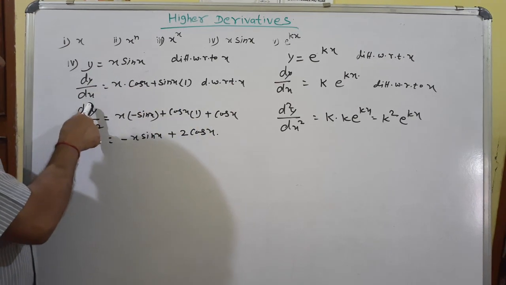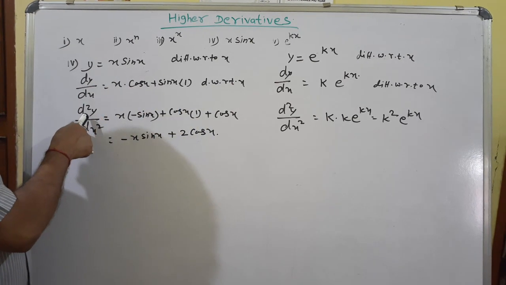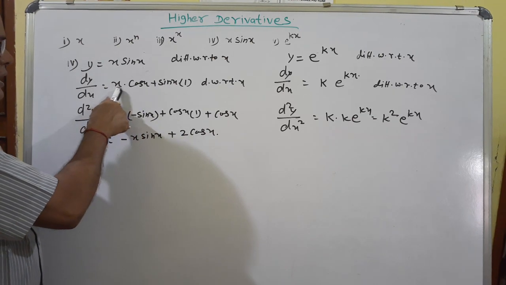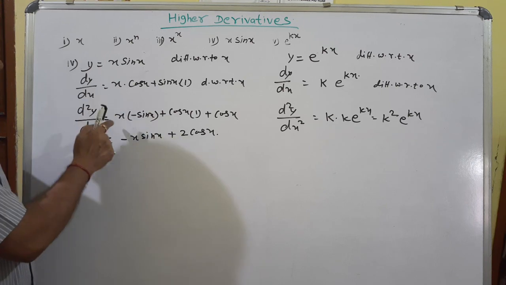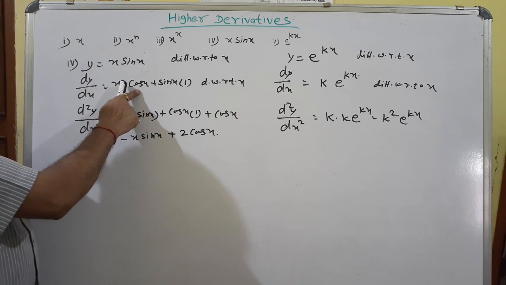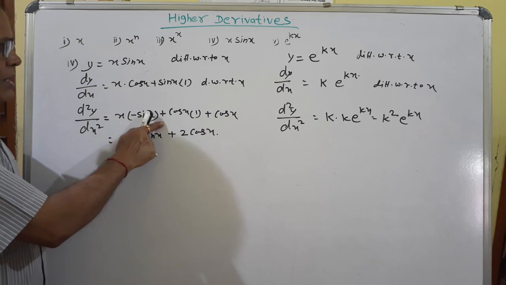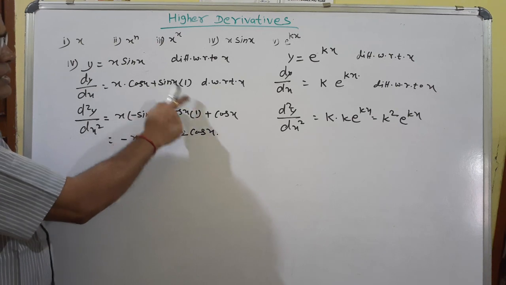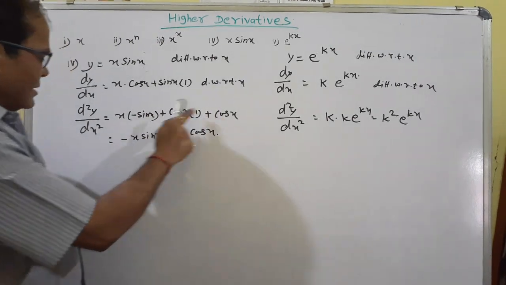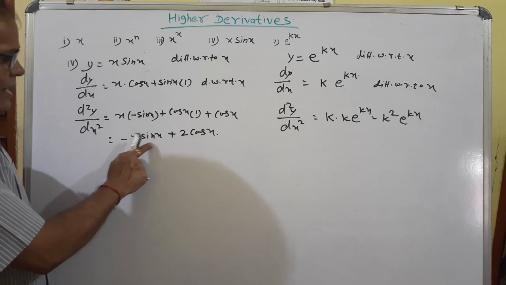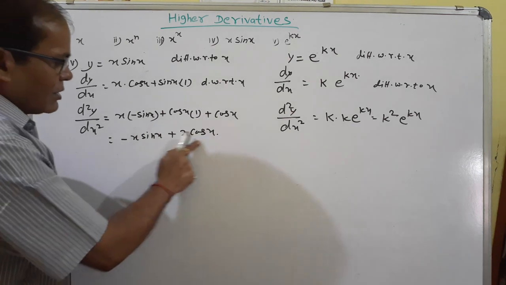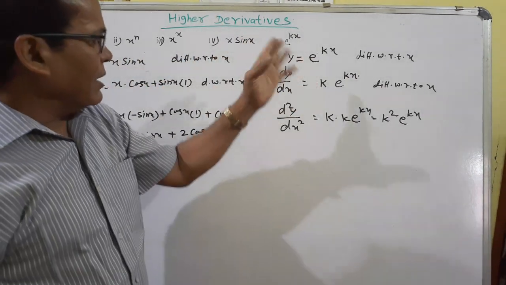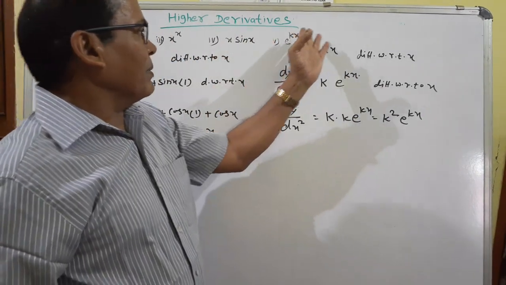Then again we derive the second order of derivative. d2y by dx2 is equal to, now this x cos x is in UV form, so x take constant, derivative of cos x is minus sin x, plus cos x constant, derivative of x is 1, and then sin x, derivative of sin x is cos x. Then we are getting minus x sin x plus cos x plus cos x, that is 2 cos x minus x sin x.